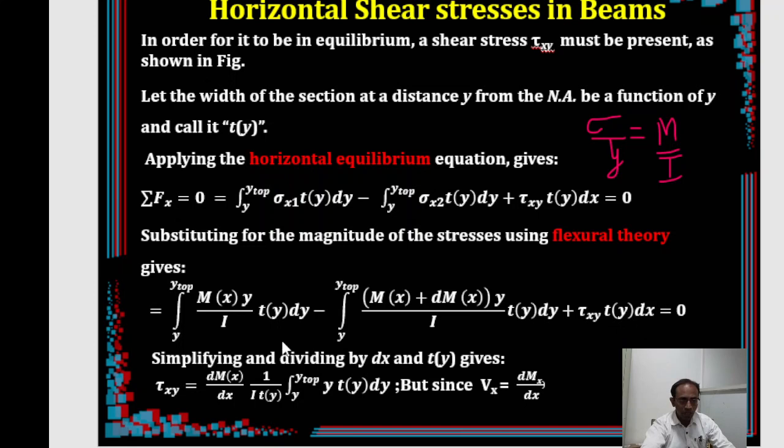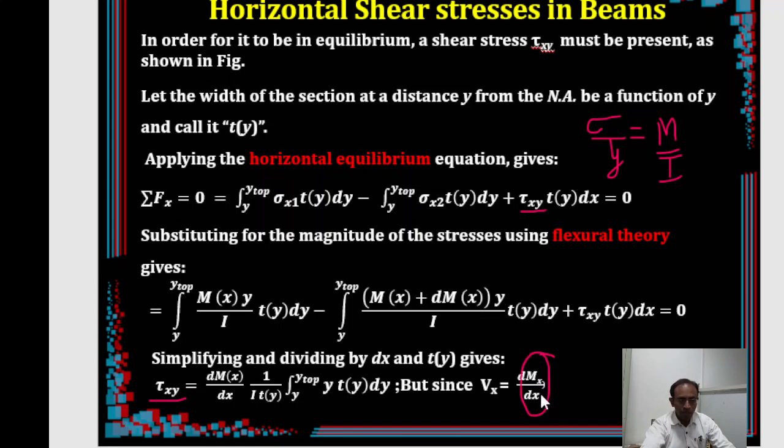If you look closely, this term and this term are identical. We can cancel them out. So once you simplify, you bring this, this is the term of our target. If you bring this to the other side, you are left with these terms, and that tau xy is equal to dMx by dx, 1 by I t(y), and you will get this term. We know the rate of change of bending moment from the shear force bending moment chapter also we learned this.